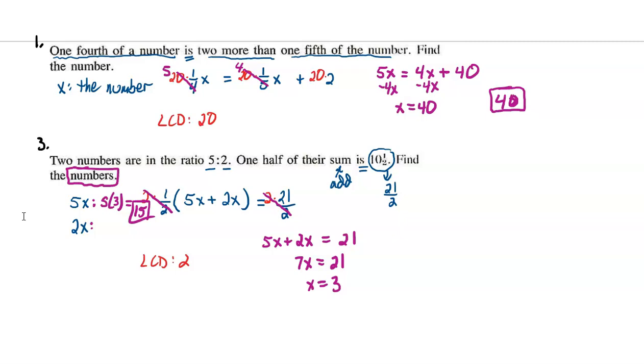We represented our other unknown number with 2x. So what is 2 times 3? Our other number is 6. The sum of 15 and 6 is 21. 1/2 of that sum is 10.5. And 15 compares to 6 in the same way that 5 compares to 2. This concludes the video.